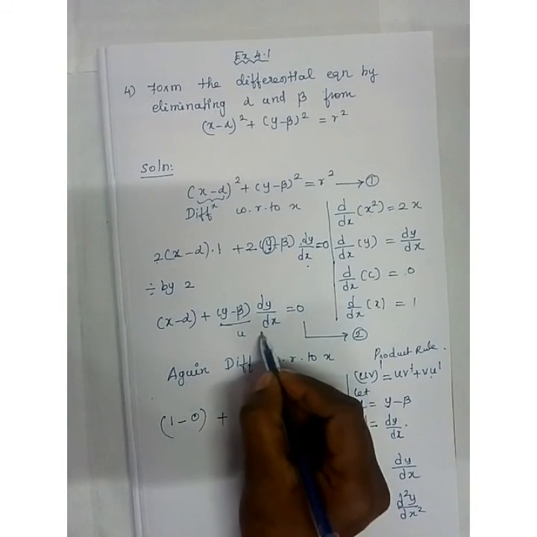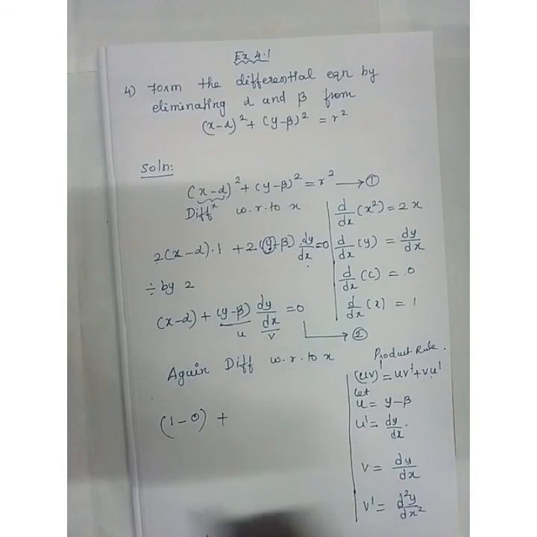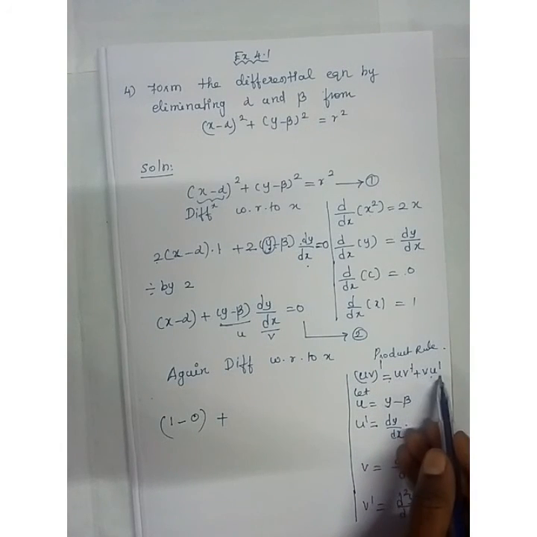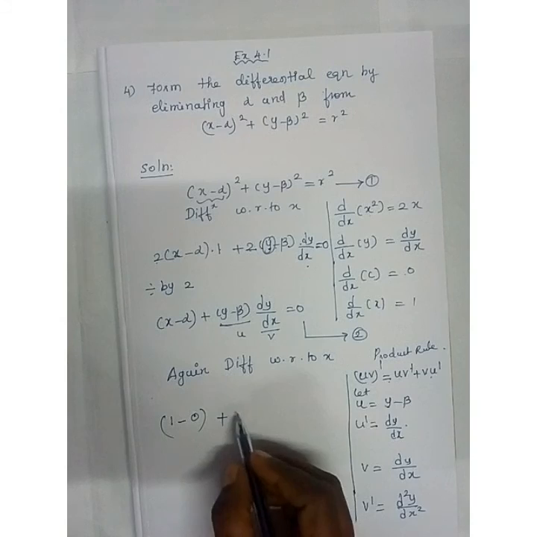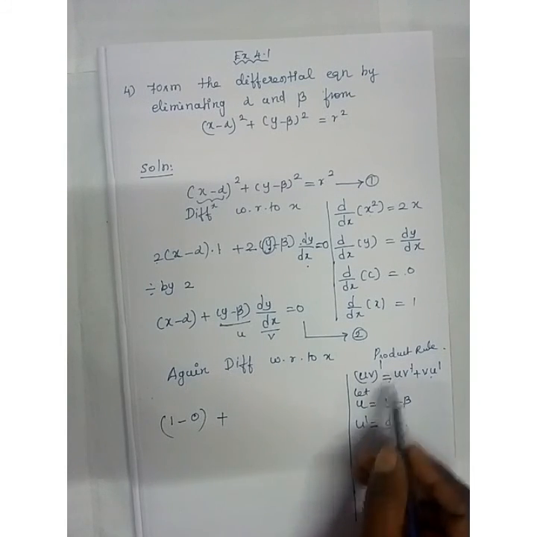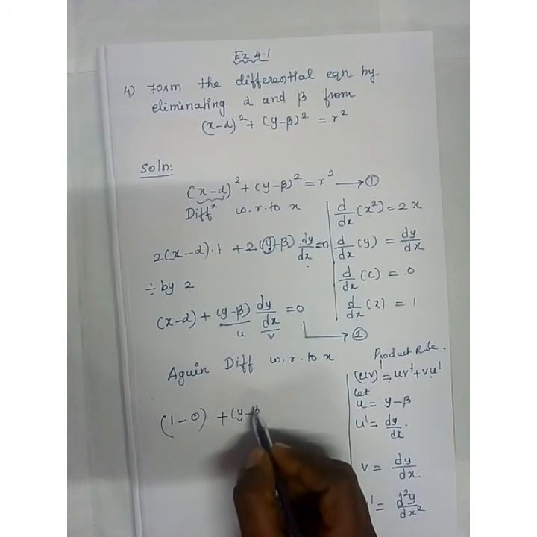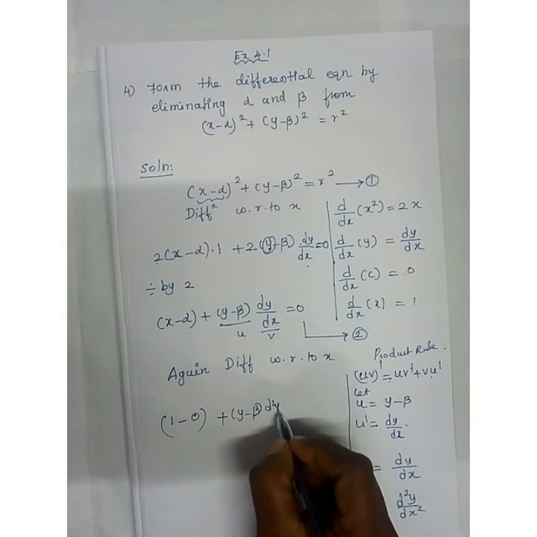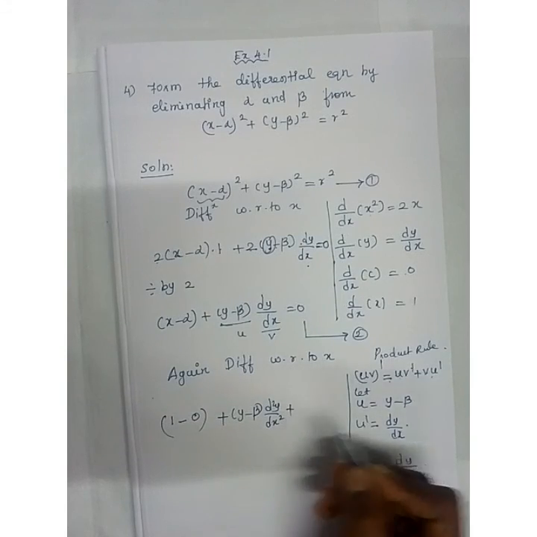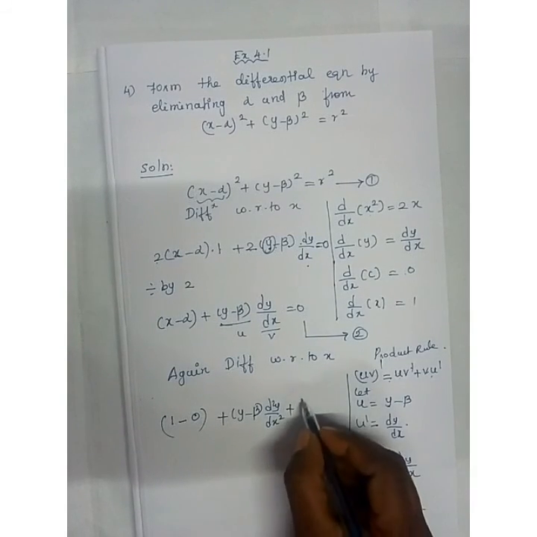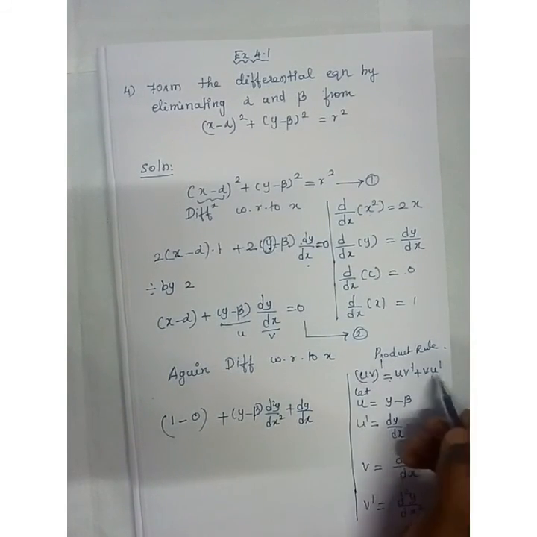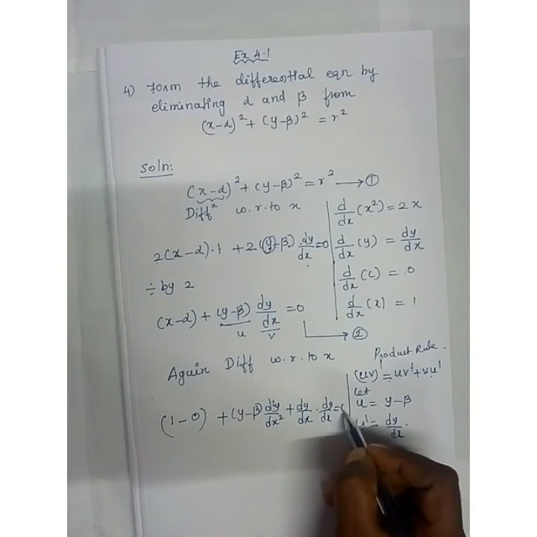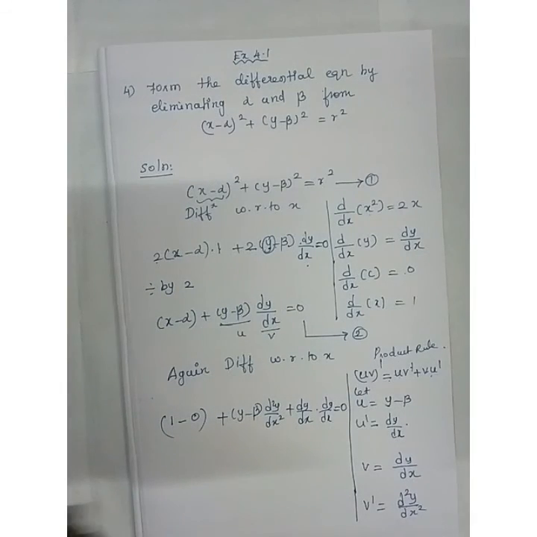This one is u and this one is v. If we differentiate, we will be getting (uv)' equal to uv' plus vu'. After applying the product rule, in u's place we write y minus beta. What is v'? v' is d²y by dx², plus what is v? v is dy by dx, and u'. What is u'? It is also dy by dx, which is equal to 0 because 0 is constant.